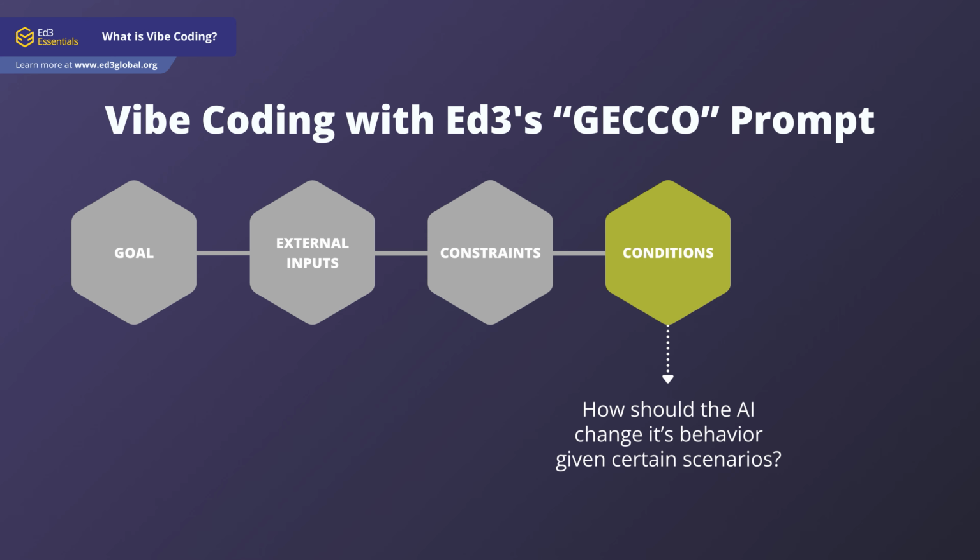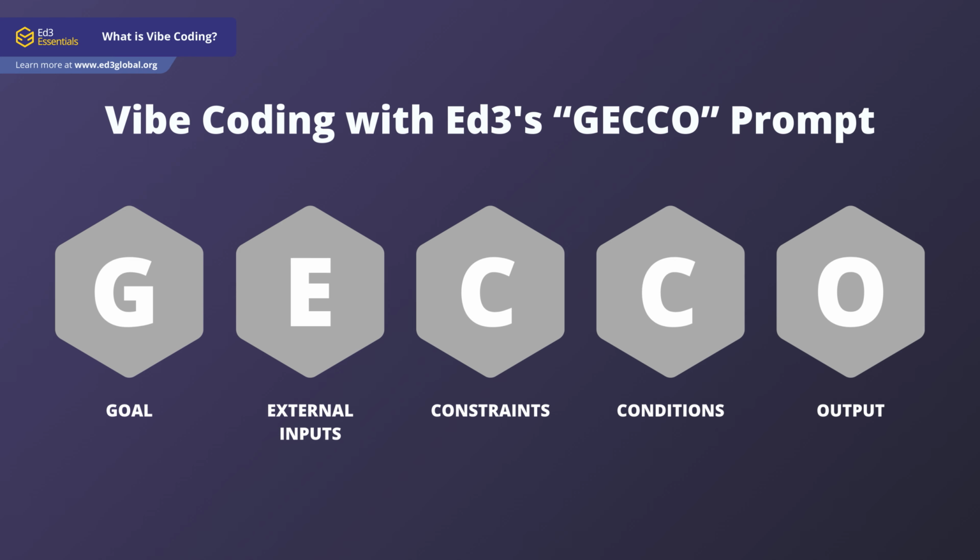Another cool thing about vibe coding is that while educators and students are using the GECCO prompt to build a tool, they're actually better understanding how AI works. By identifying the goals, constraints, and conditions, and then assessing the final outcome, they're learning about the limitations and potential of AI. But here's where we need to slow down a bit.